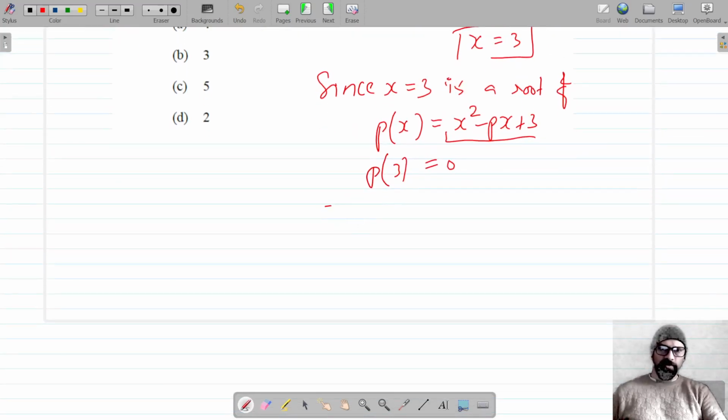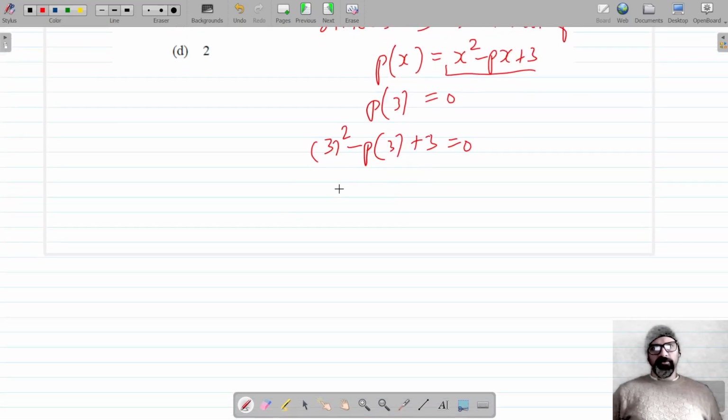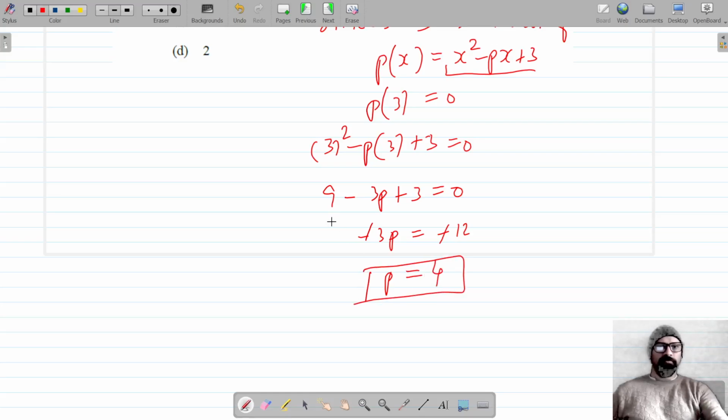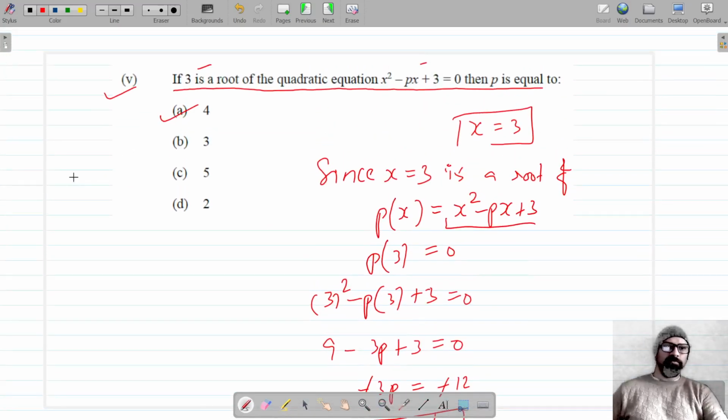So let's substitute the value of 3 here. So this is 3 square minus p into 3 plus 3 is equal to 0. 3 square is 9, so 9 minus 3p plus 3 is equal to 0. So this is minus 3p, 9 plus 3 is 12, so 12 minus 3p equals 0. So p is equal to 4. So this is the option, perfect one.